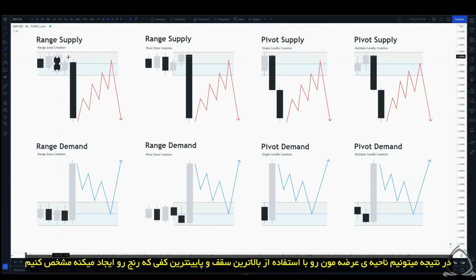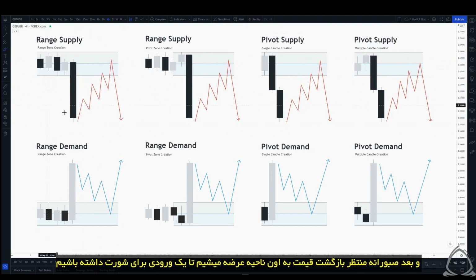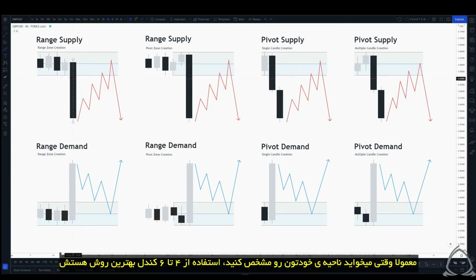As a result, we're able to draw our supply zone using the highest high and lowest low that builds that range. In this example, it ends up being one candle that creates the entire range, but as we can see, price is more or less trapped within that range before it moves to the downside. And then what we do is patiently wait for price to return back to that supply zone to look for a sell entry.